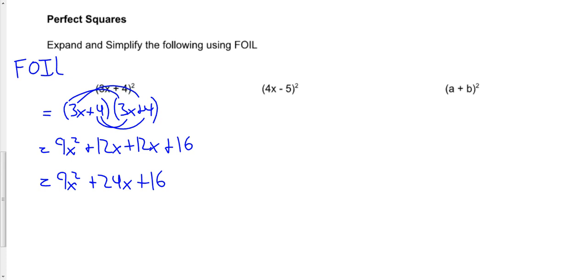If we do it again over here in the middle, again, we first write this out as two binomials: 4x minus 5 times 4x minus 5. That's going to be equal to, again, we multiply the first terms together, 4x times 4x. That gives us 16x squared. 4 times 4 is 16. X times x is x squared.